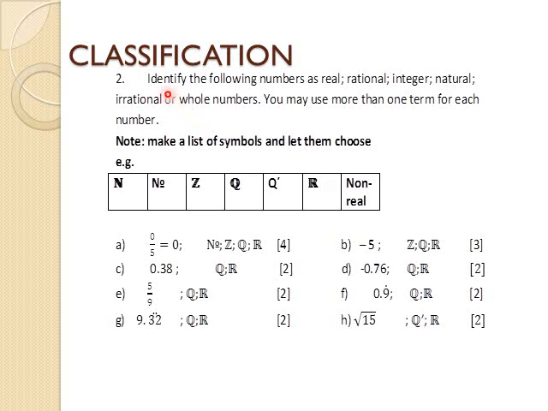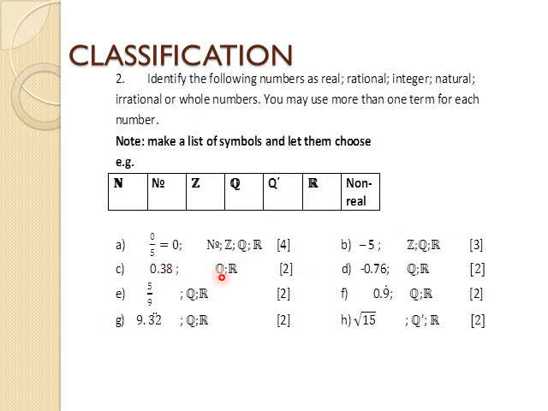Right, in problem number 2, identify the following numbers as real, rational, integer, natural, irrational, or no numbers. You may use more than one term for each number, so we can give you a list. So 0 over 5, if I divide is 0, that would give me 0. 0 is a whole number, it's an integer, rational, and real. Negative 5, negative, it's an integer, right? It's rational and it's real.